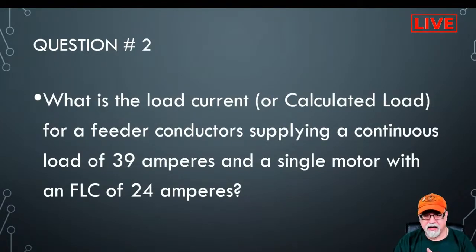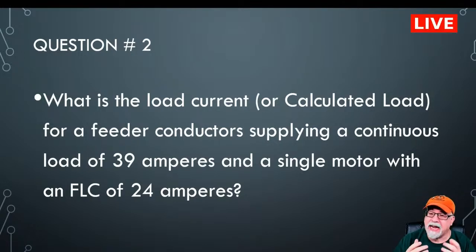Very common question. Okay, what is the load current or calculated load for a feeder conductors supplying a continuous load of 39 amperes and a single motor with an FLC of 24 amperes? Okay, in the real world, in reality, you might say, well, okay, I get the conductors, I get the 39 amps as being told that it's a continuous load. I get it. In reality, you need to understand something. When they tell you it's a continuous load, it's just telling you that that 39 amps is going to be running continuous and to treat it as continuous.